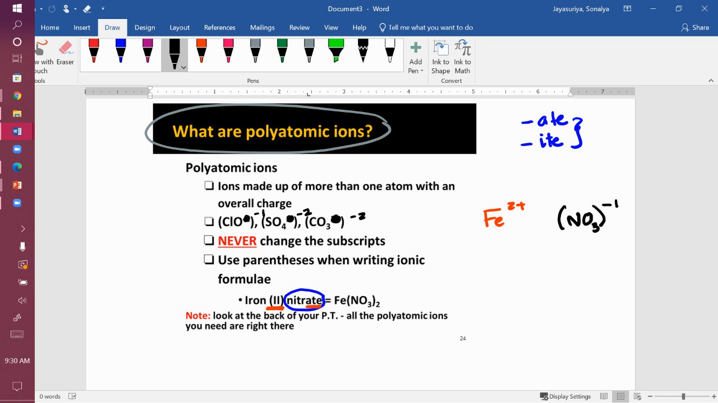Now, easy peasy balancing. I have a +2 here and a -1 here. I need to bring this to a -2. So I multiply this by 2. That gives me a -2. So +2 and -2 cancel out, and here's my compound. Fe parentheses NO3 close parentheses, two of them. I need 2 units of nitrate to balance out the 1 unit of Fe.